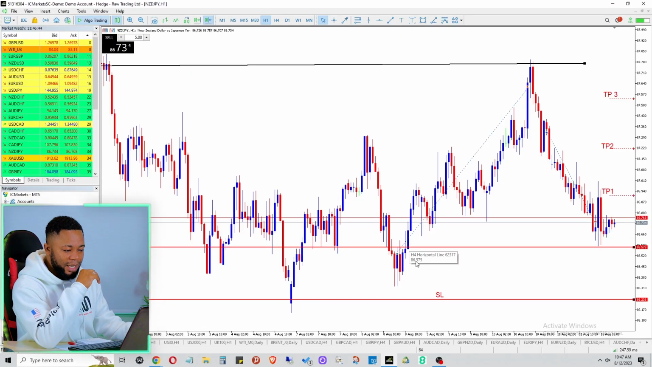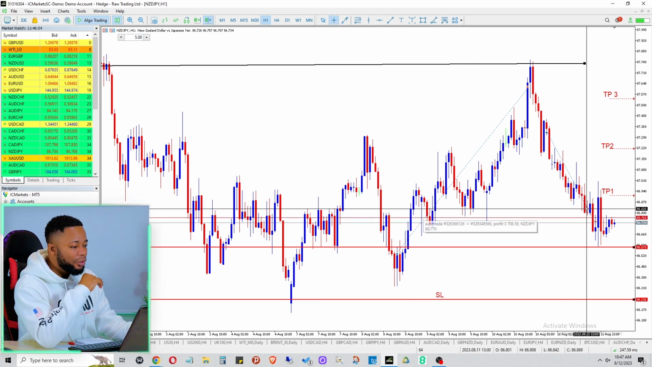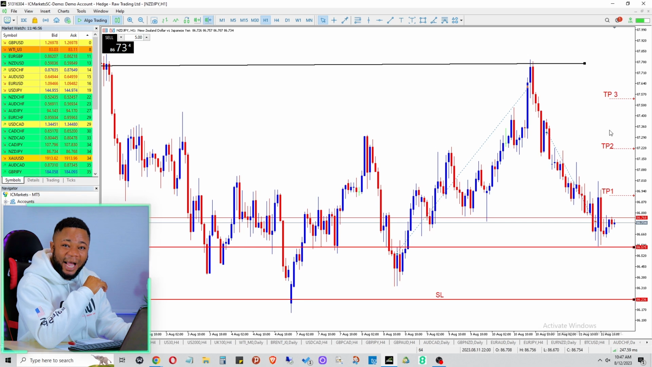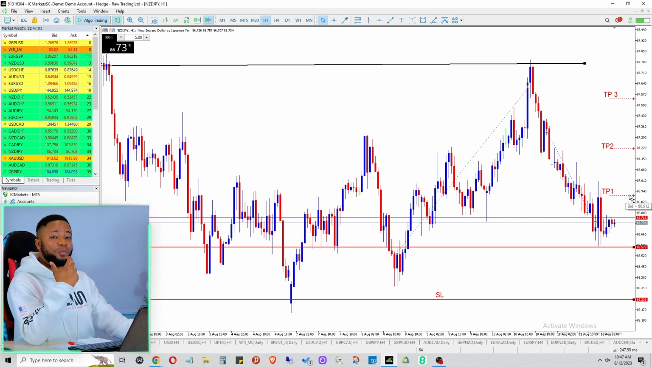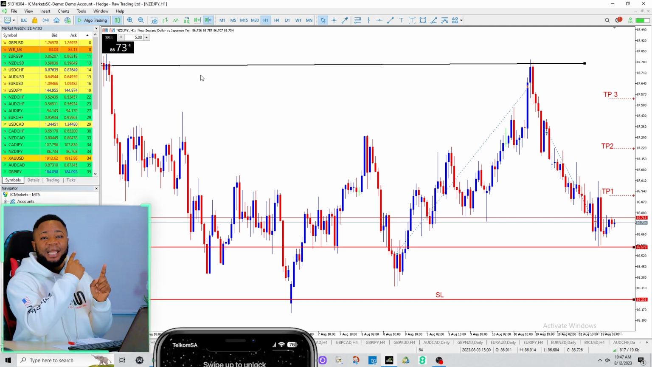So I got in somewhere here, my stop loss was here, and my take profit was on TP3, and the market went up. You can see all these lines you are seeing, these are all alerts. Meaning anytime the market gets to this particular level, a notification will be sent to my phone. I think there's already a video on how you can link your MT5 and your phone so that you can see alerts like this.